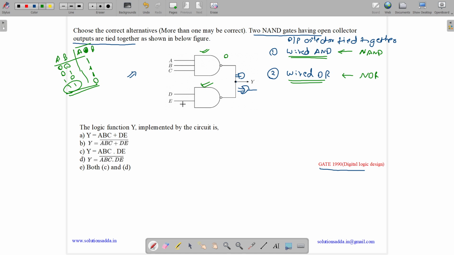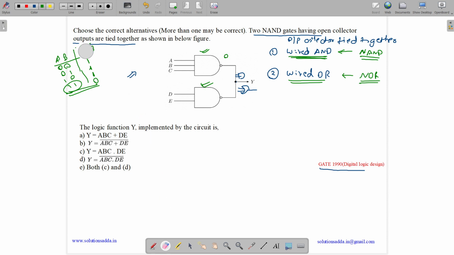This output will be low when all the inputs are high. And this output, as it is behaving like a wired AND, will be low if all these give a low signal. Thus NAND gates behave like a wired AND if we are using NAND gates. And if we are using NOR gates, then it will behave like a wired OR.